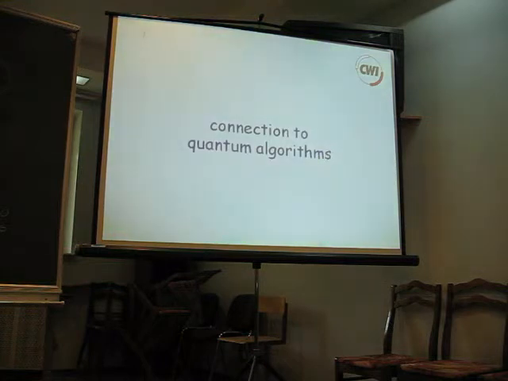So what's the connection to quantum algorithms? Why did I talk about this? And you don't say that for every function there is a unique multilinear polynomial that represents it.